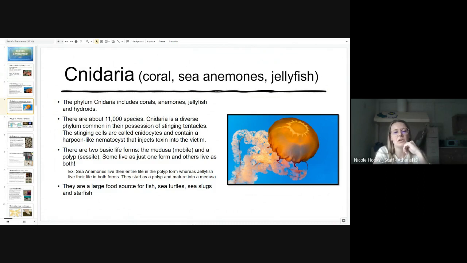Those harpoon-like injections are called nematocysts, and the actual whole thing is called a cnidocyte, or a nidocyte, actually, because it's like cnidarian. You don't pronounce the C.